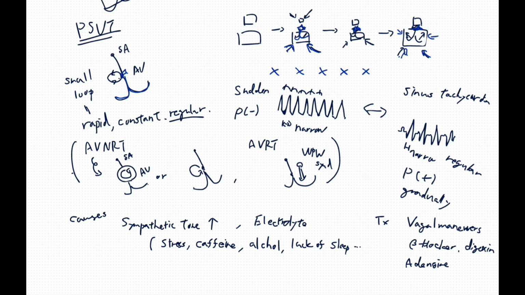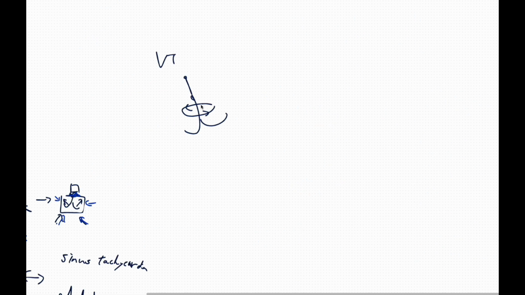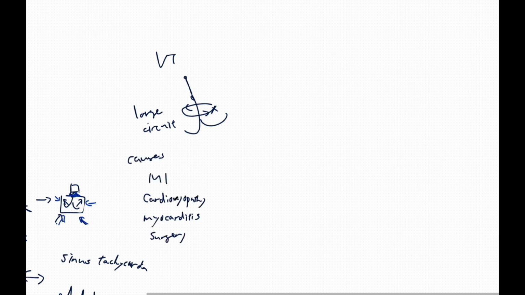Now let's move on to ventricular tachycardia. In contrast to PSVT, VT originates from the ventricles and is most commonly caused by a large reentry circuit within diseased ventricular myocardium. Unlike PSVT, VT is usually associated with structural heart disease. The most common underlying cause is a prior myocardial infarction, where scar tissue provides a substrate for reentry. Cardiomyopathy, myocarditis, and post-cardiac surgery states are also frequent causes.